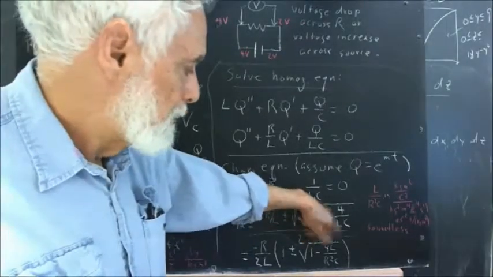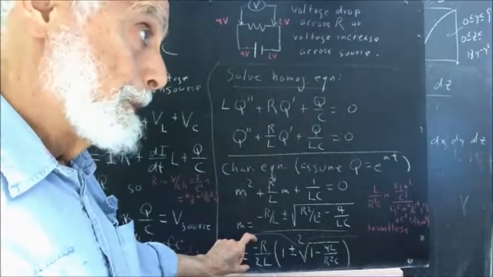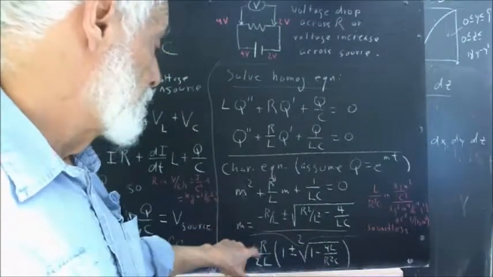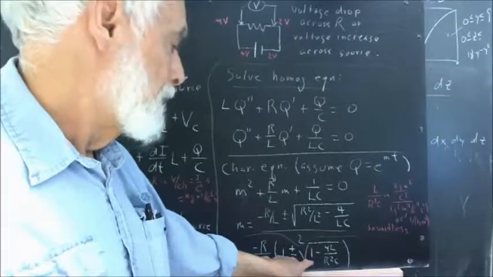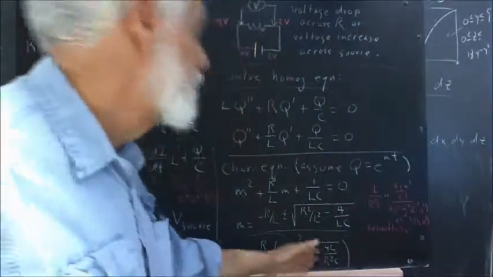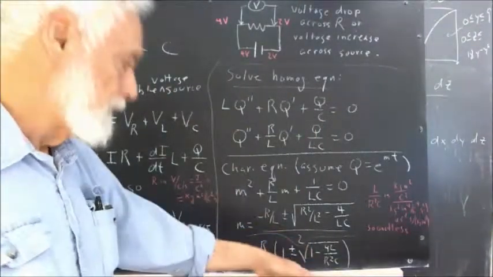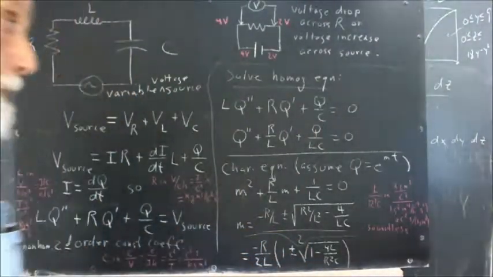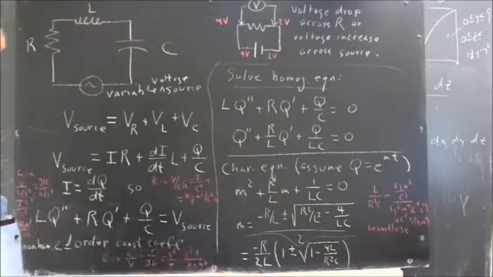If this square root here is close to 1, then it doesn't differ much from the behavior of the system where m was just equal to negative r over 2l. Now, if this is complex, you're going to get into a complex valued solution. You're going to get sines and cosines, as you should understand at this point. We'll go on in a minute and work out some more details.